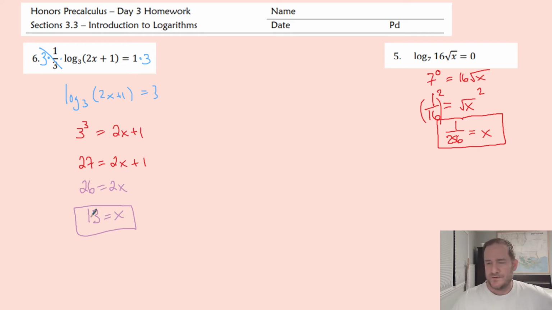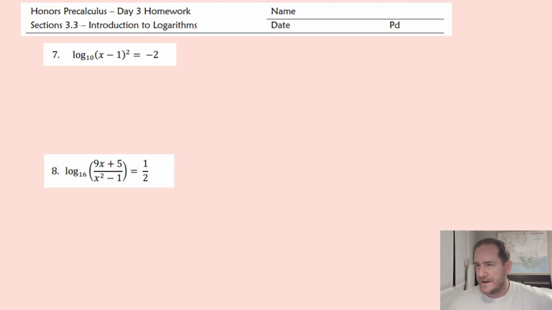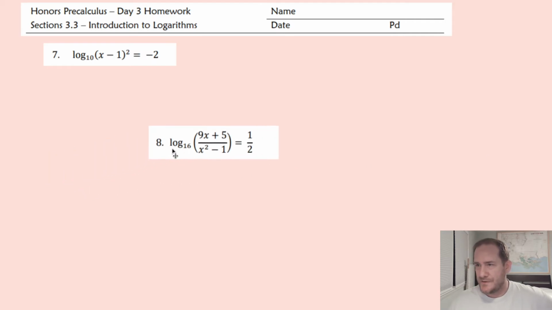And we could always double check. Plugging that thing back in, you get 26 plus 1 is 27. Log base 3 of 27 is in fact 3. And a third of 3 is 1. So yes, it checks out. So that's that. I think there's a 7 and an 8 and a 9. So let's push through these.